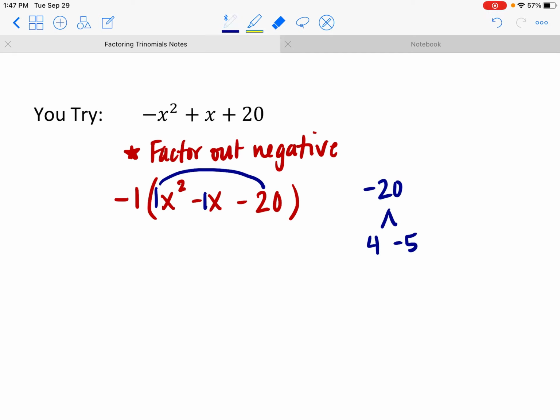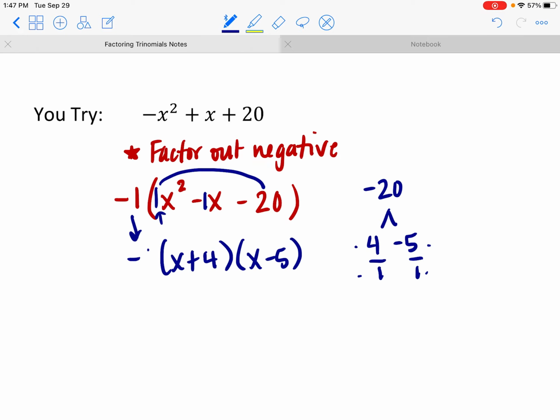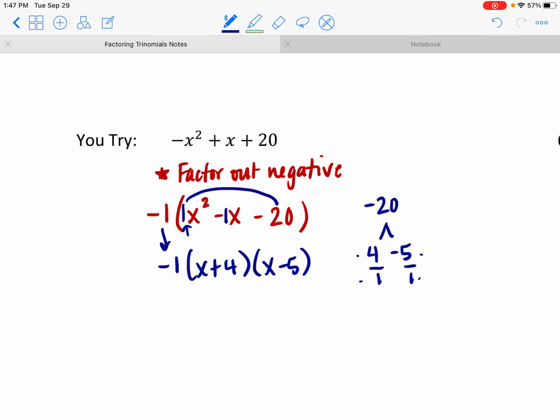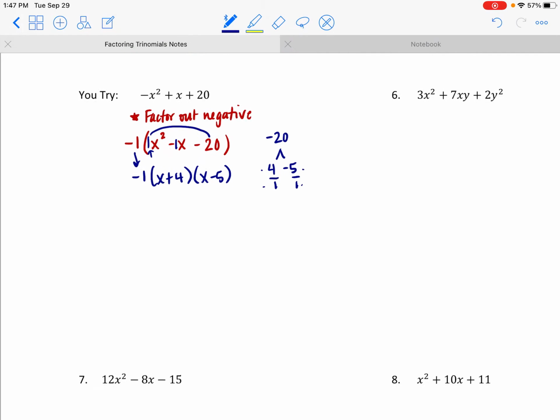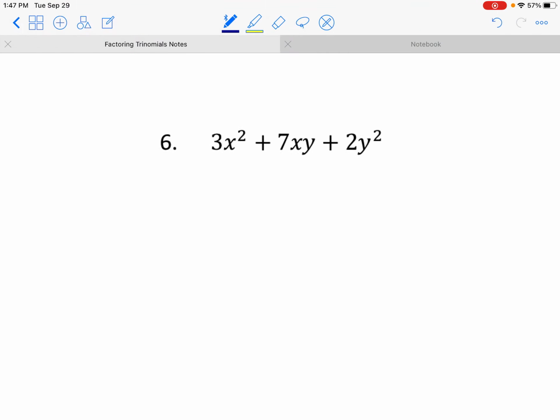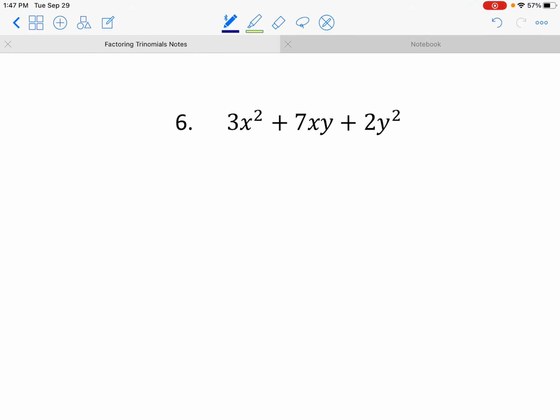Alright, so these are going to be divided by my first number, which is a 1, and so they're not going to change. So I'm going to have a 1x plus 4 and a 1x minus 5. And let's not forget about our GCF, our negative that we factored out. That's got to be part of our final answer. Okay? Not so bad, hopefully. Okay. All right, number 6 looks a little strange again, right? We've got some extra stuff going on in number 6, but if it is a trinomial and it's going to factor, it's going to work the same way as all of the other problems.